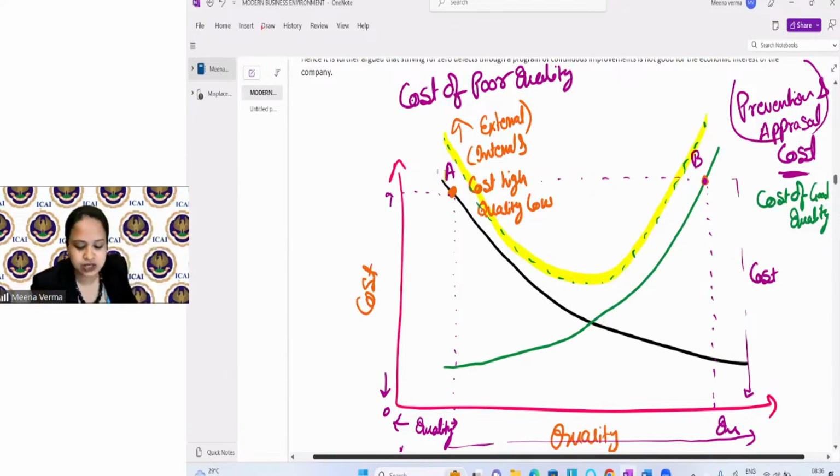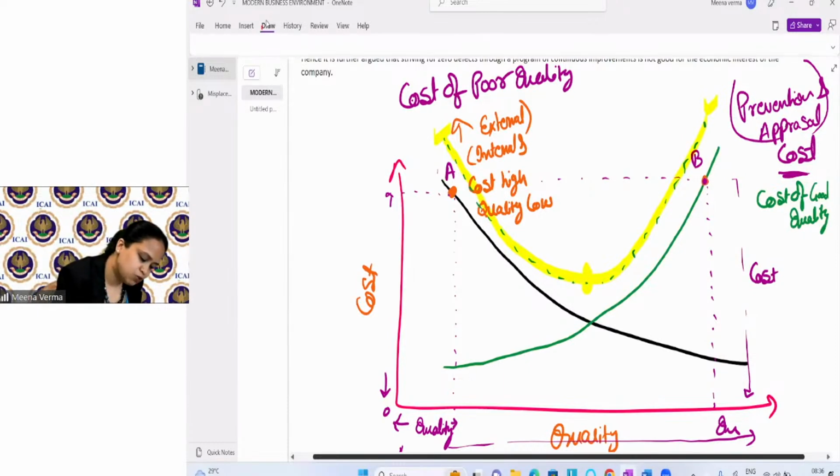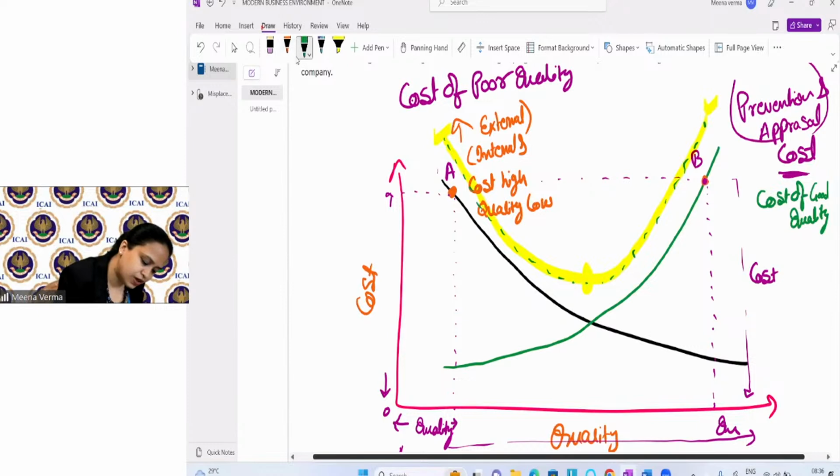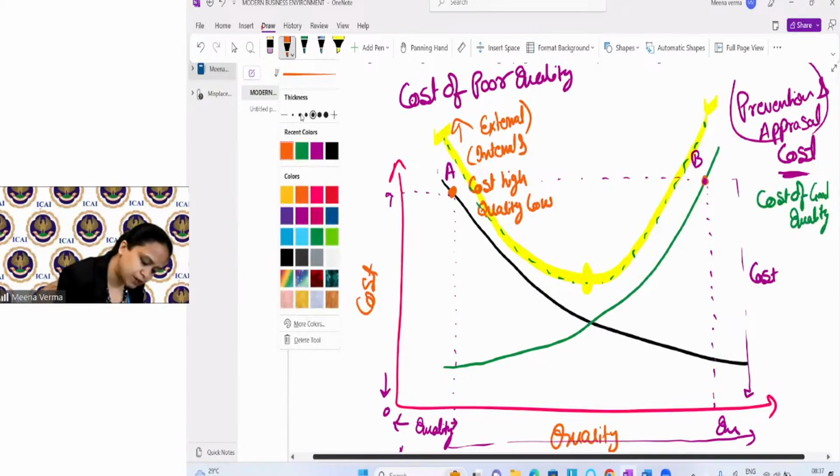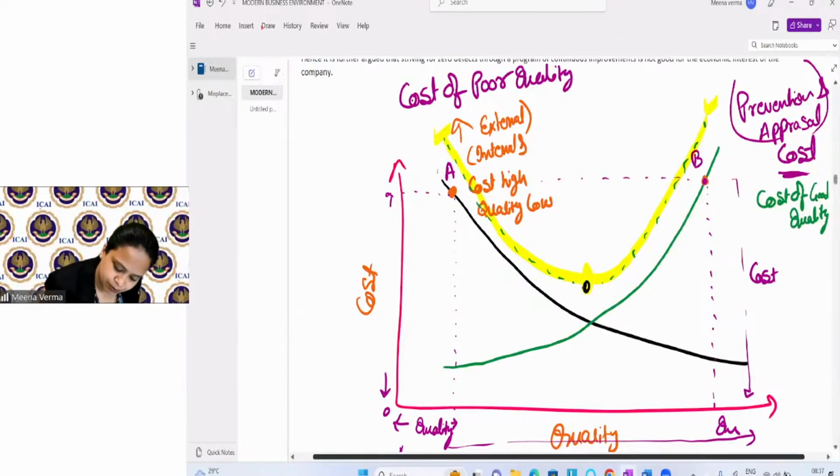Either because of prevention cost, the total cost will be high, or because of your internal and external failure costs, your total cost will be high. So the point is that we will find this point. This point will indicate the place where the total cost is optimum, right? Optimum means the total cost is minimum at this point.